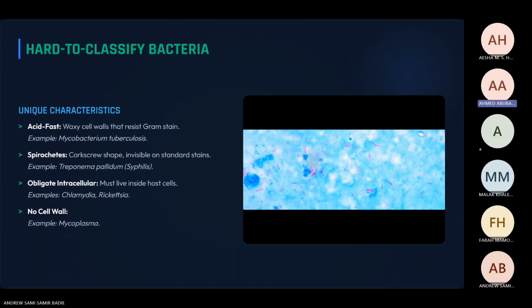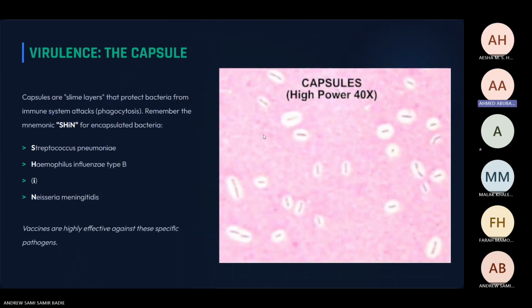To wrap up this section, the last thing is a specific virulence factor, which is the capsule. This is a major classification in medicine. So what makes the capsule a virulence factor? It is a slimy layer that protects the bacteria from being eaten by the immune system cells. So there is a group of encapsulated bacteria that can cause serious diseases.